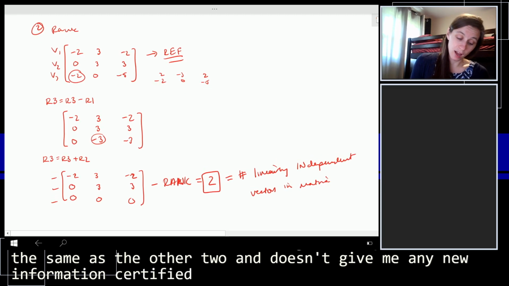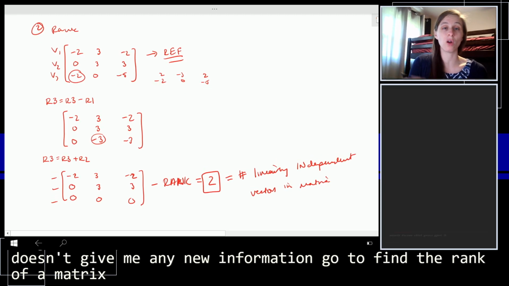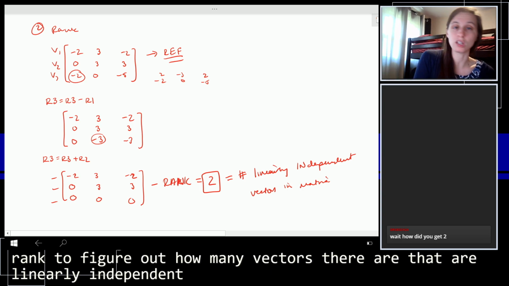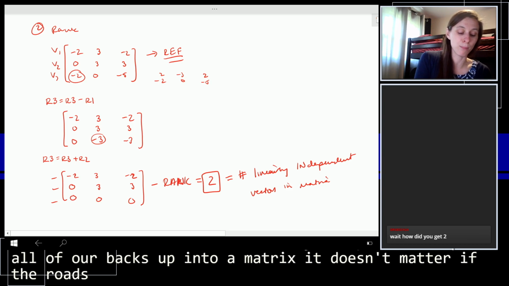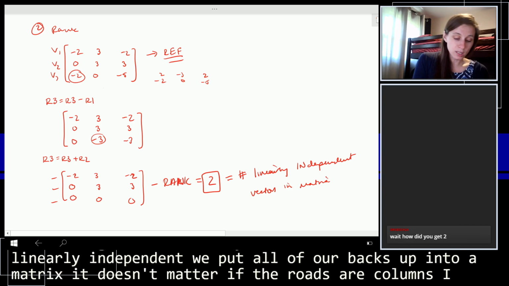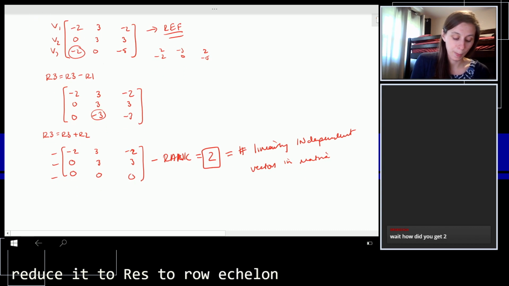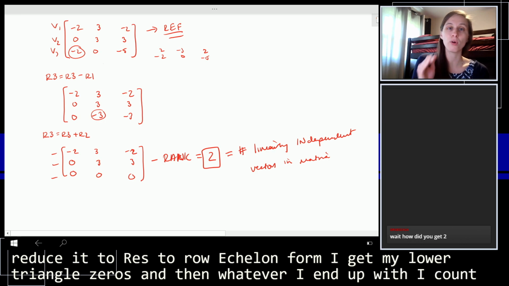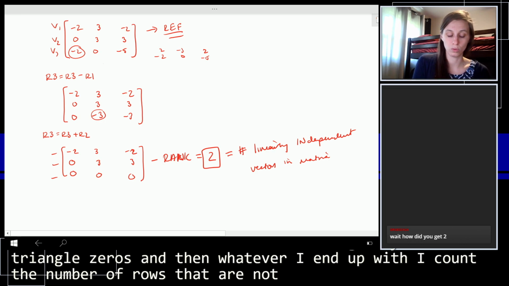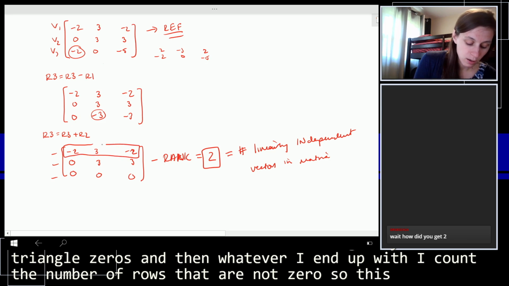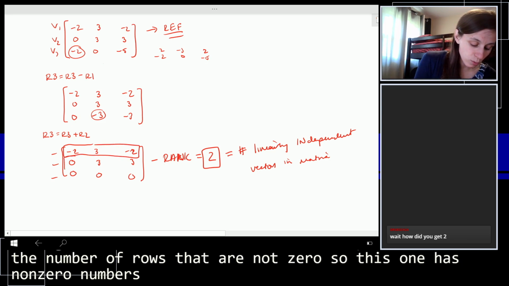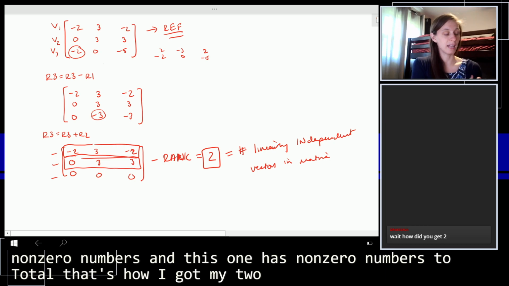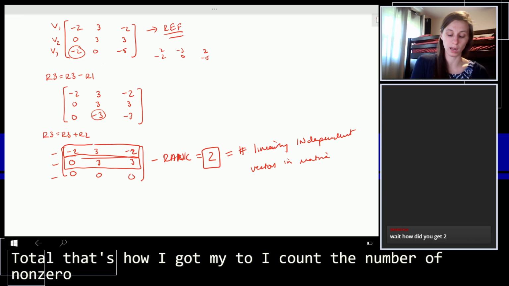So to find the rank of a matrix, we can use rank to figure out how many vectors there are that are linearly independent. We put all of our vectors into a matrix. It doesn't matter if they're rows or columns. I put them in as rows. I reduce it to REF, row echelon form. I get my lower triangle of zeros. And then whatever I end up with, I count the number of rows that are not 0. So this one has non-zero numbers, and this one has non-zero numbers. 2 total. That's how I got my 2. I count the number of non-zero rows there are in REF.